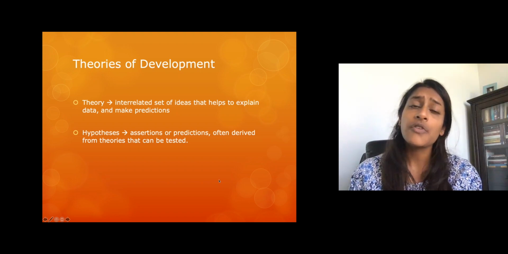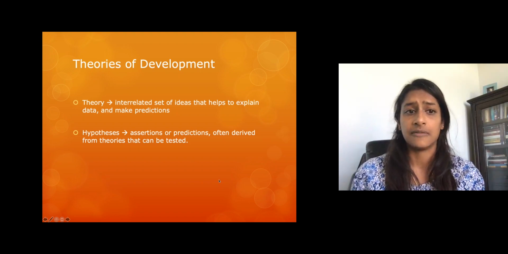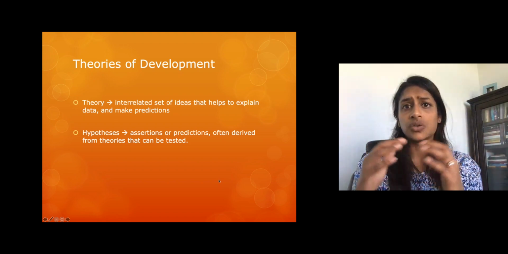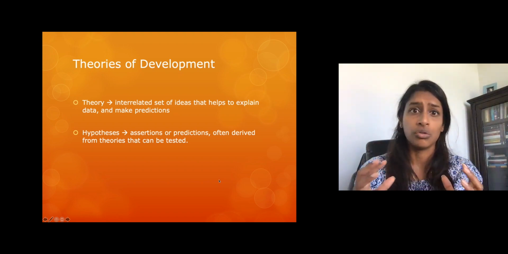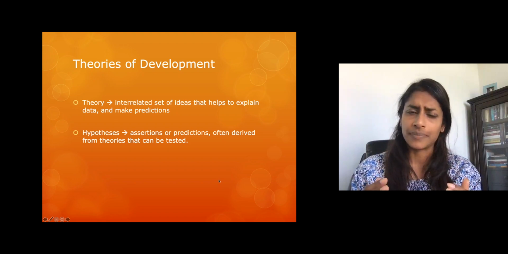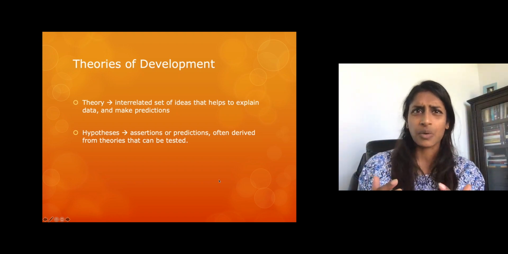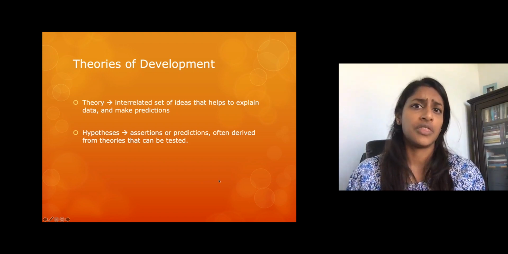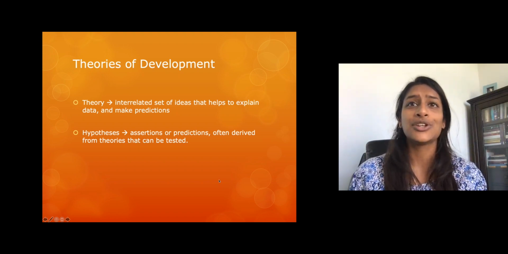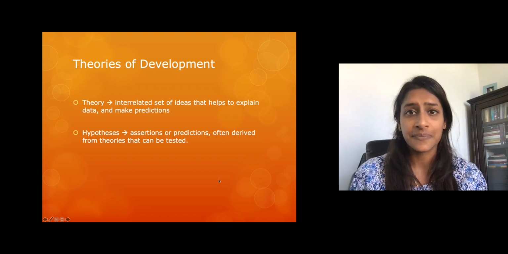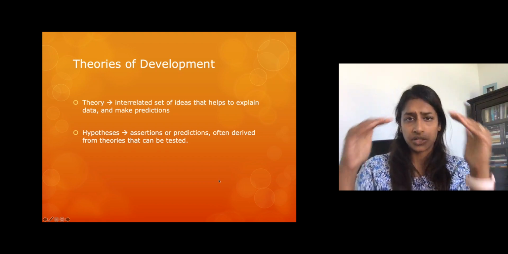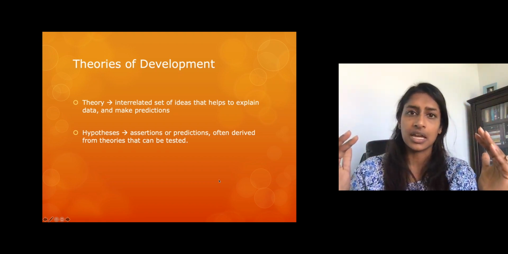conclusions. But in order for us to be able to engage in that scientific method, we really need to come up with a theory. So this is sort of the framework by which to work under, to kind of come up with this idea that we want to test. So the definition of a theory is an interrelated set of ideas that help to explain data and make predictions. I consider a theory to be sort of this umbrella term. It's almost this overarching idea.